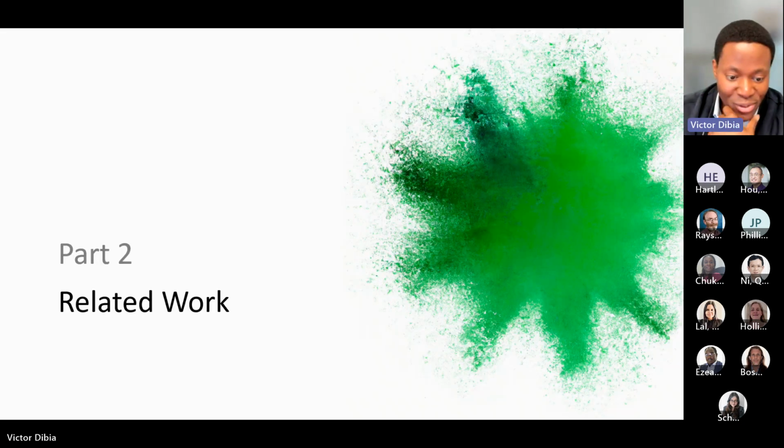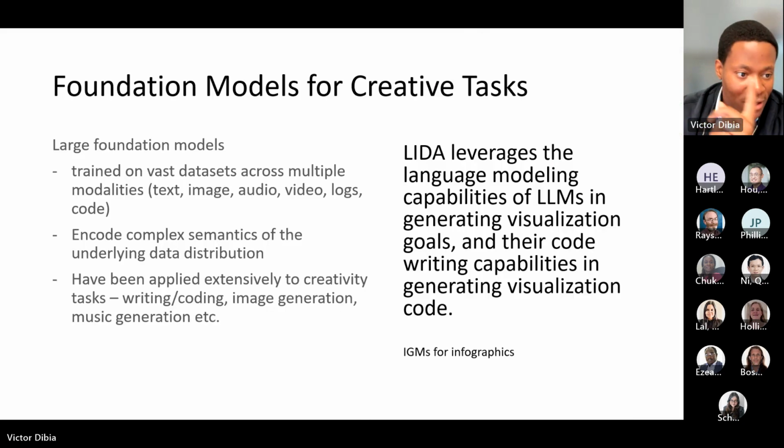I will breeze through some related work. So the first is foundational models for creative tasks. And so I'm sure we're all familiar with foundational models. They're trained on vast amounts of data across multiple modalities. They can encode the semantics of the data distribution really, really well. And they've been applied to a lot of creativity related tasks, such as writing, coding, image generation, music generation. And LIDA just leverages those models out of the box without any change.